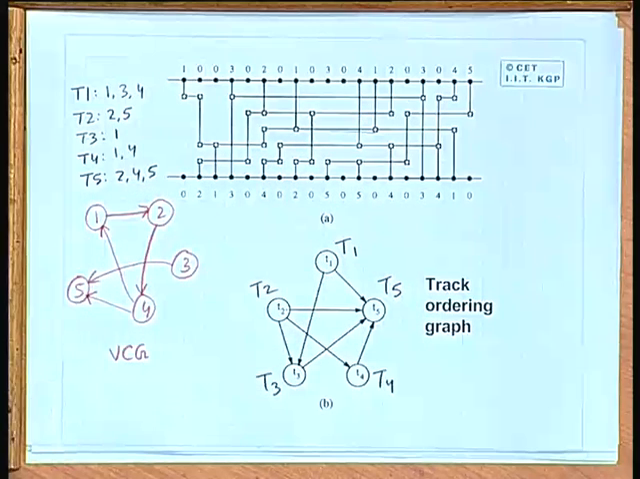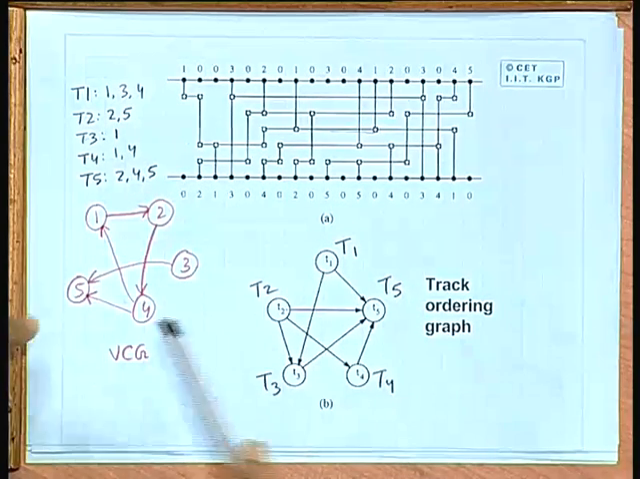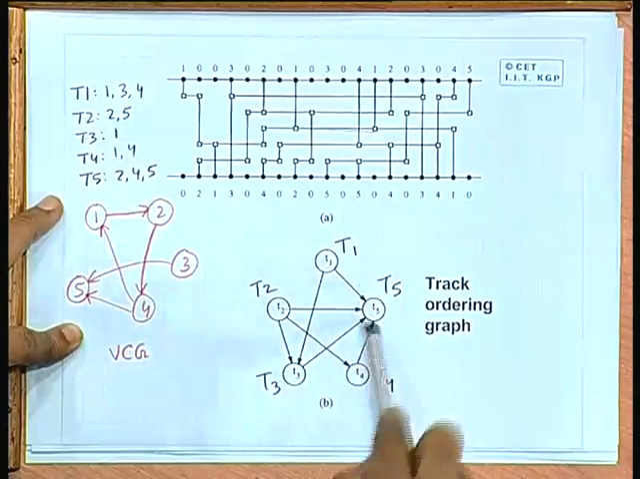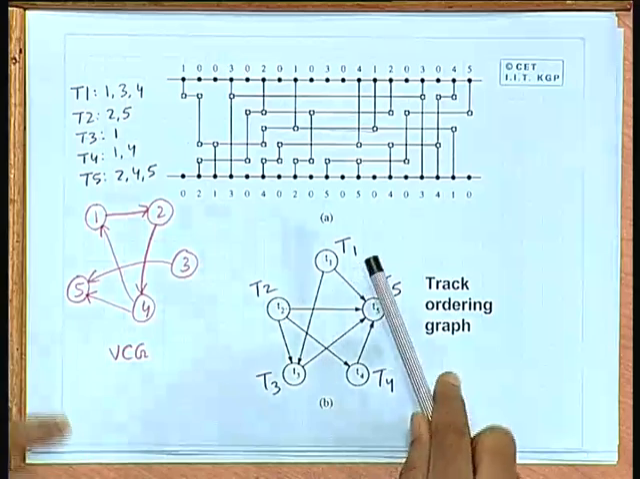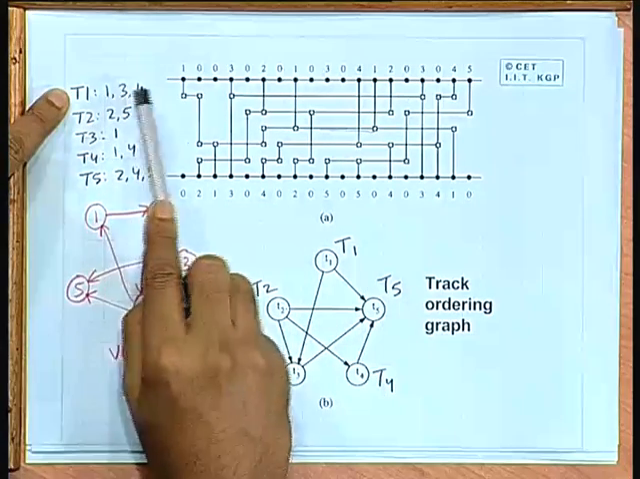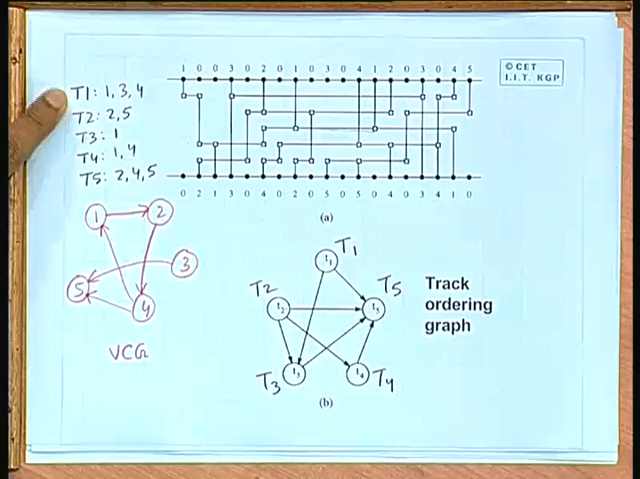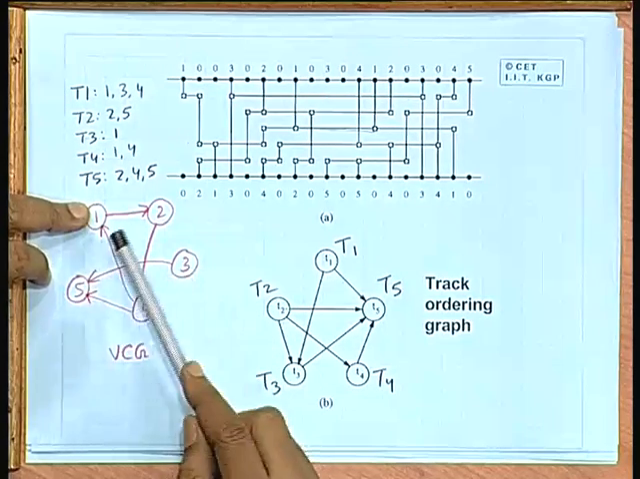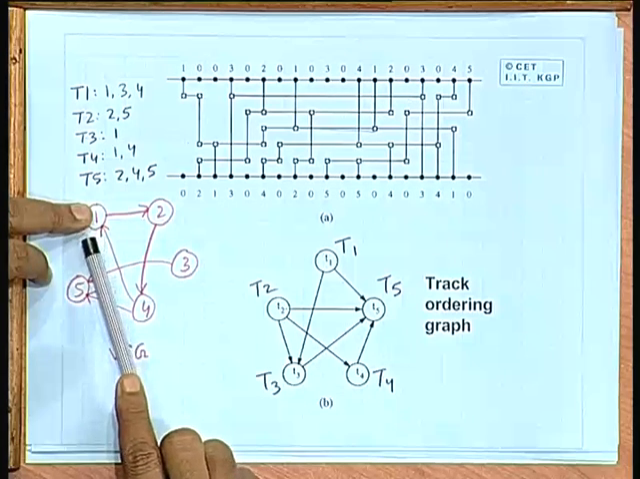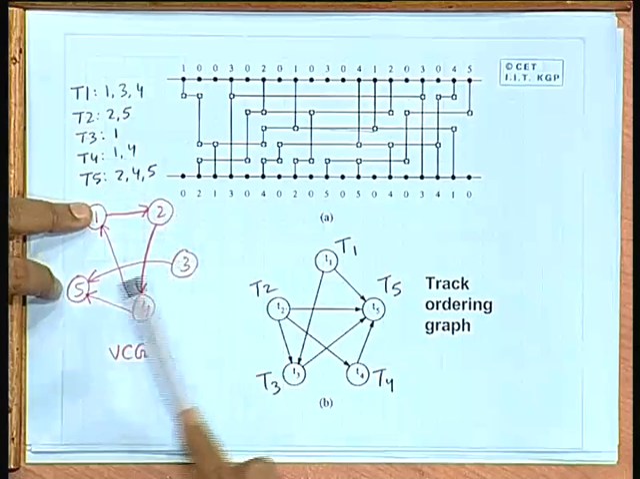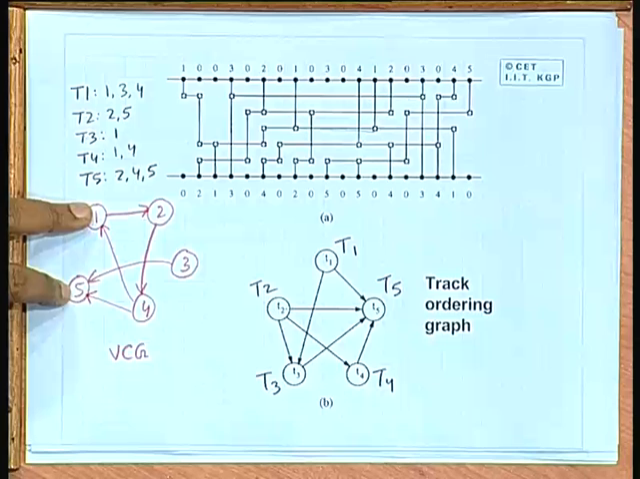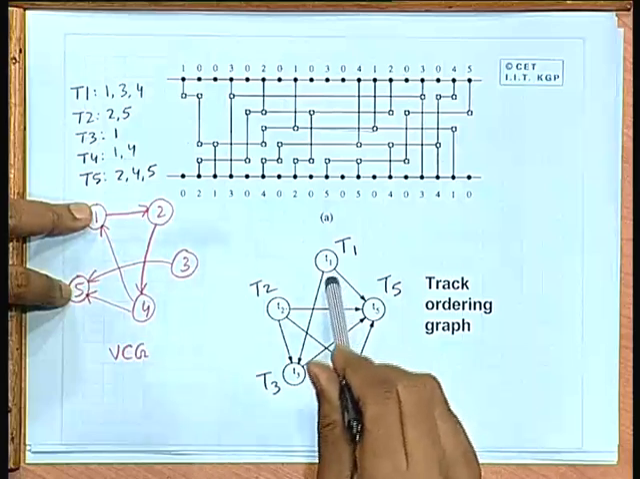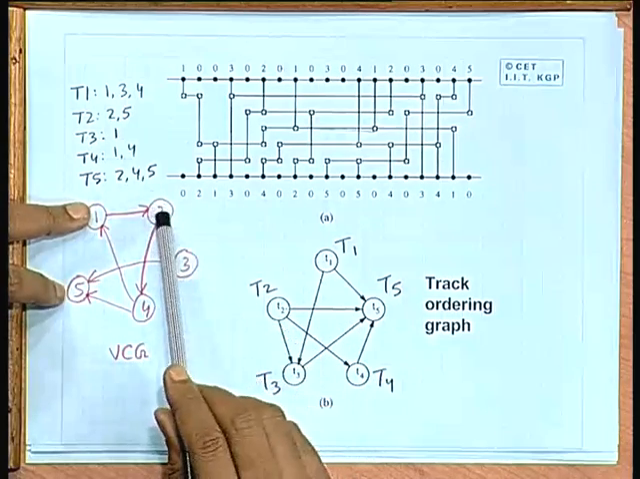Well, now the point to note is that with respect to the VCG, if you inspect the VCG and this list, you can identify these edges. Say from track 1, which consists of nets 1, 3 and 4, you look at the edges where they are going. Other than 1, it is going to 2, 5. So, 2 and 5 correspond to nets in T2 and T5.